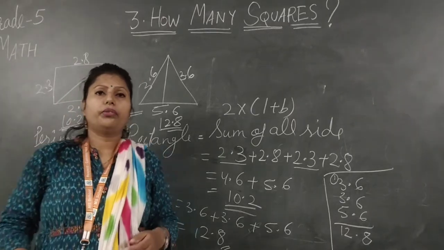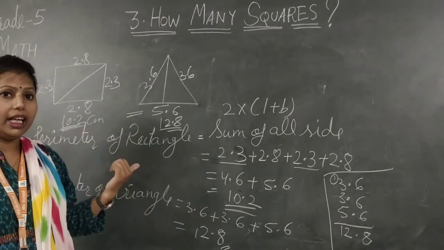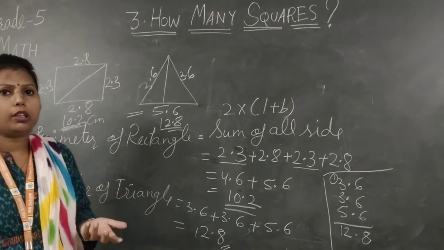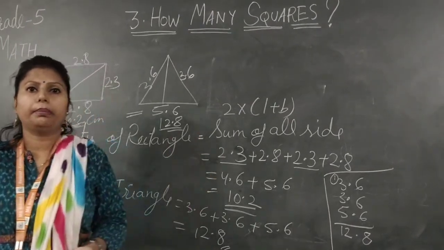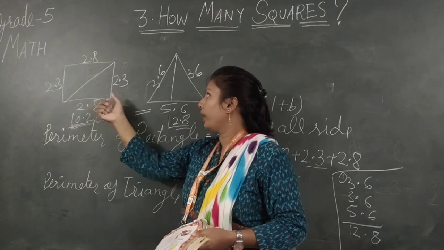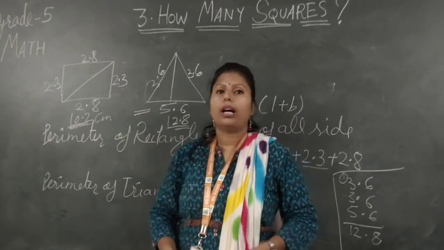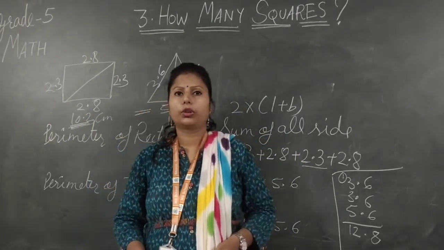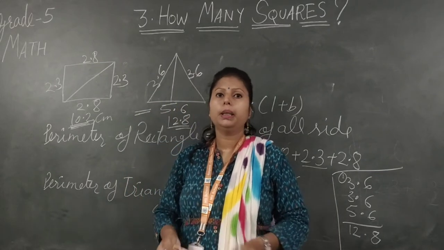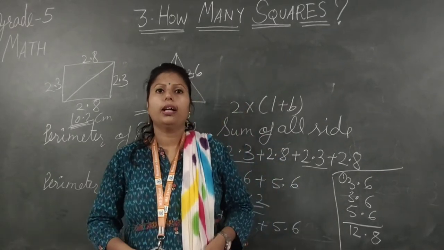So students, here we have learned about area and perimeter. Today's topic is also area and perimeter. We learned about the square and the triangle. I hope you understand well today's topic, that is area and perimeter. Thank you. Have a nice day.